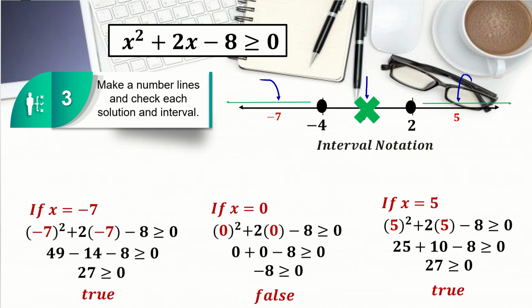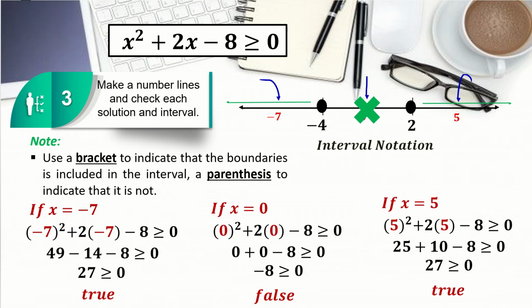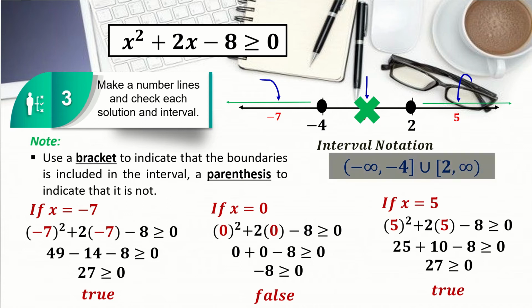So for interval notation, take note of this one. Use a bracket to indicate that the boundaries is included in the interval. Since negative 4 and positive 2 are included here, we will use bracket. A parenthesis to indicate if it's not true. Okay? So we have here negative infinity to negative 4, then 2 up to positive infinity.